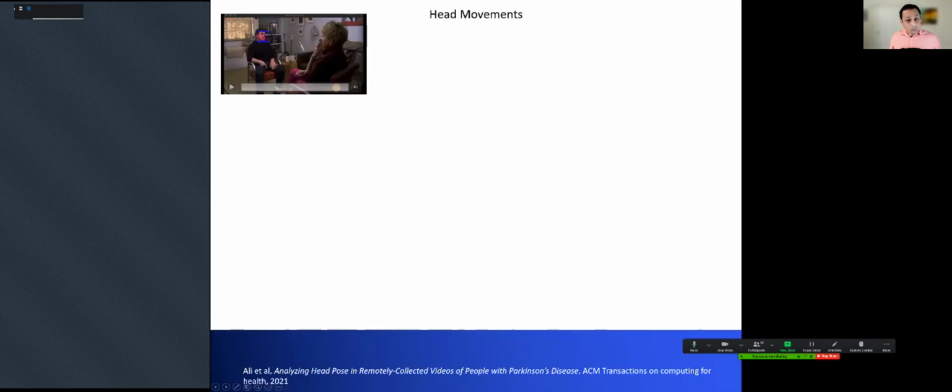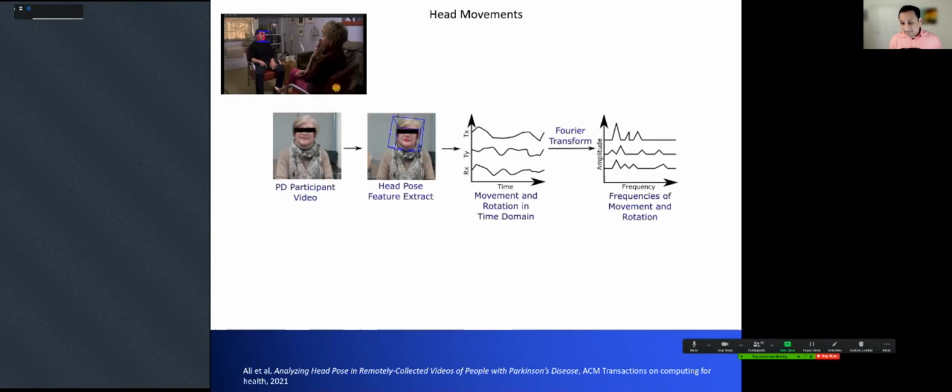So from there, we had this intuition that perhaps there is a way to quantify the way they're moving their head, which is not voluntary. And perhaps there might be something there. So it's just a simple algorithm from the face. We can track how well the face is moving.